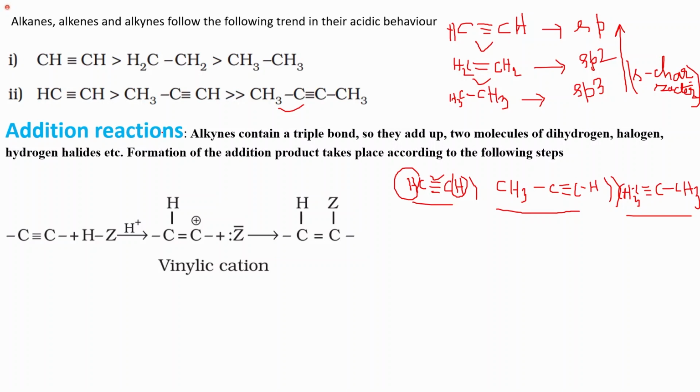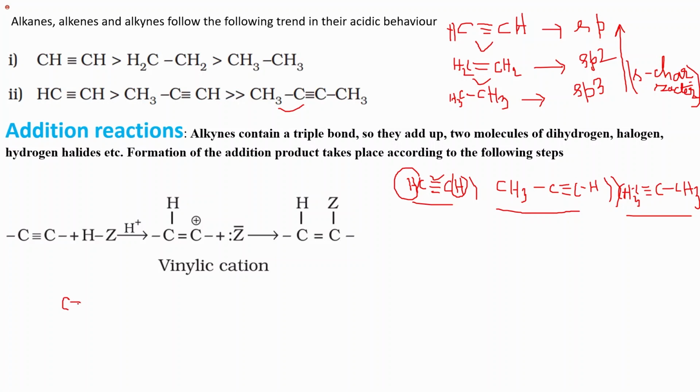So what about the alkyne moiety? Alkyne contains a triple bond. So they add up to two molecules of dihydrogen and also hydrogen halides. Formation of the addition product takes place according to the following step. So let's say this is a simple alkyne moiety.